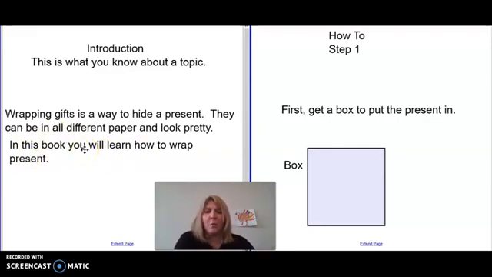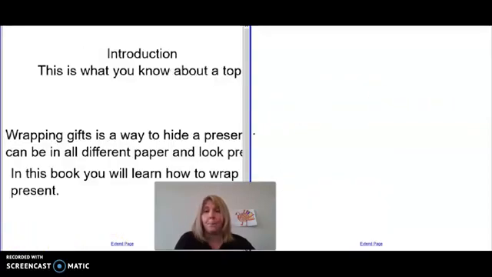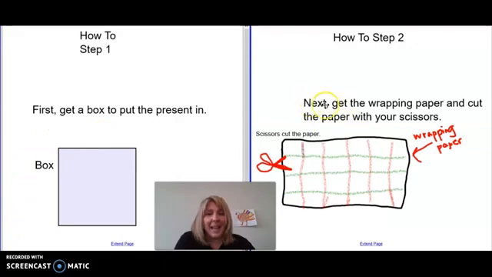The other thing that's really important that you look for is making sure you have the steps of your how-to in order. So you might use special words like first, then, next, and you're going to tell them in order. And you might have numbers like number 1, number 2. So mine says, first, get a box to put the present in. Next, gather the wrapping paper and cut the paper with your scissors.